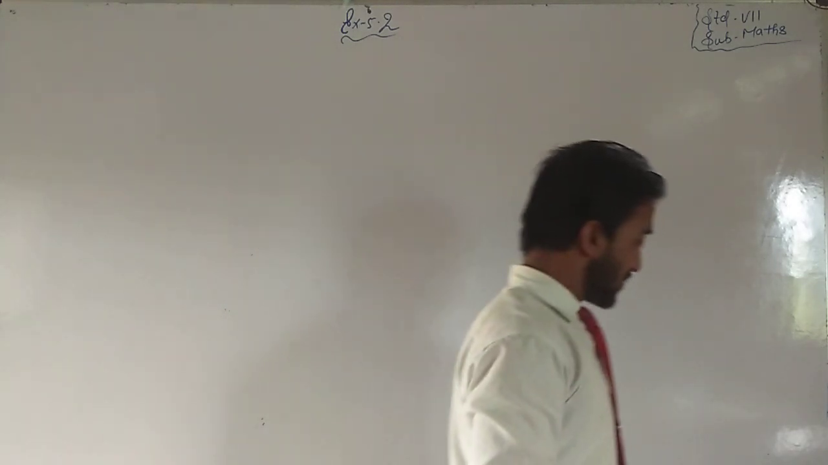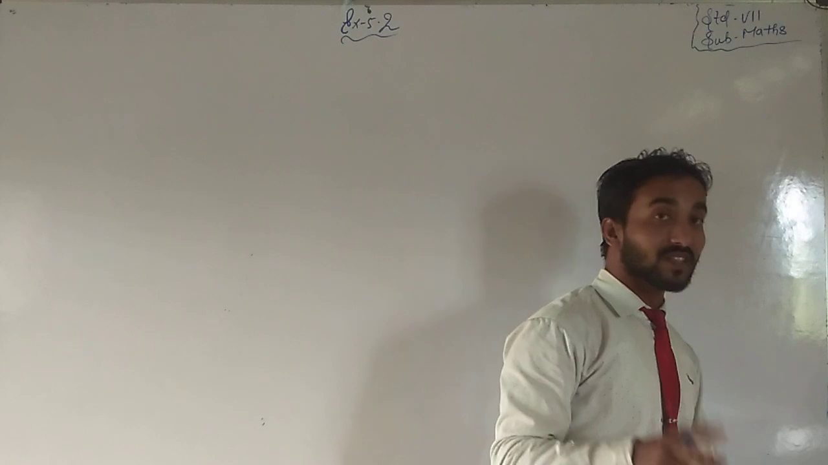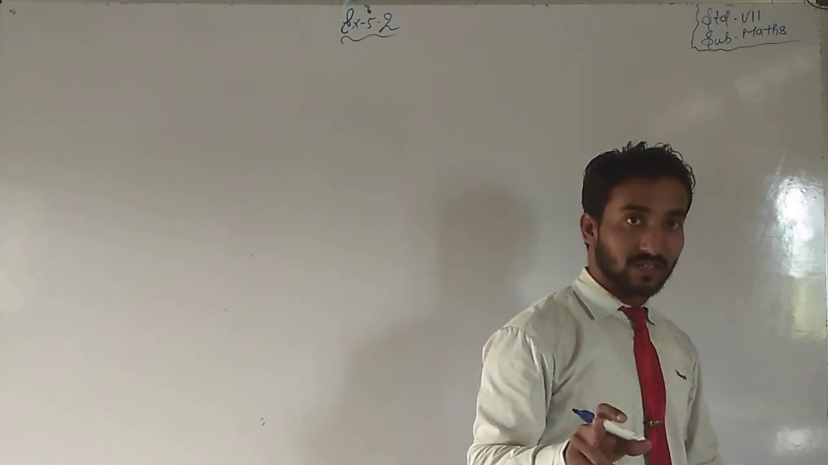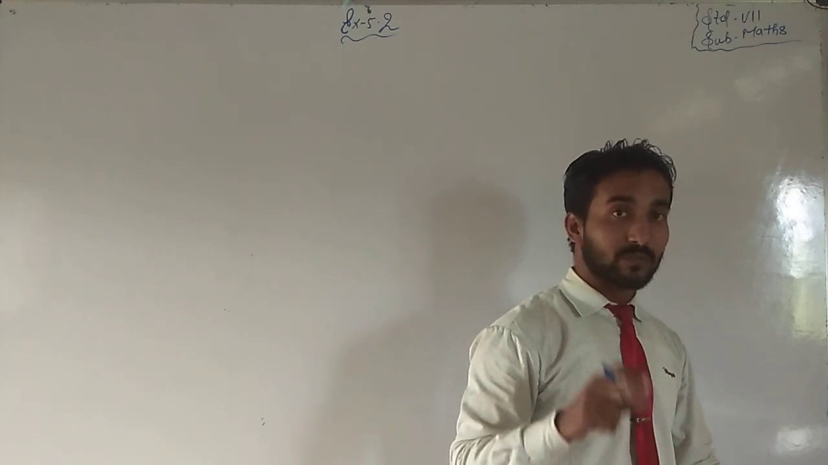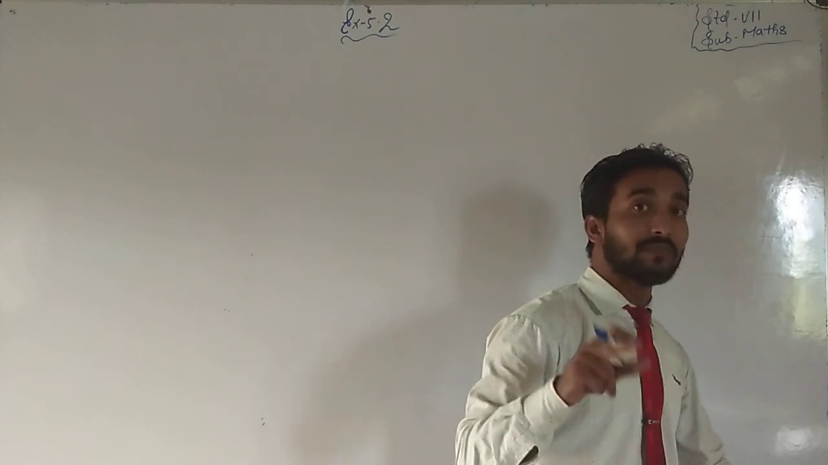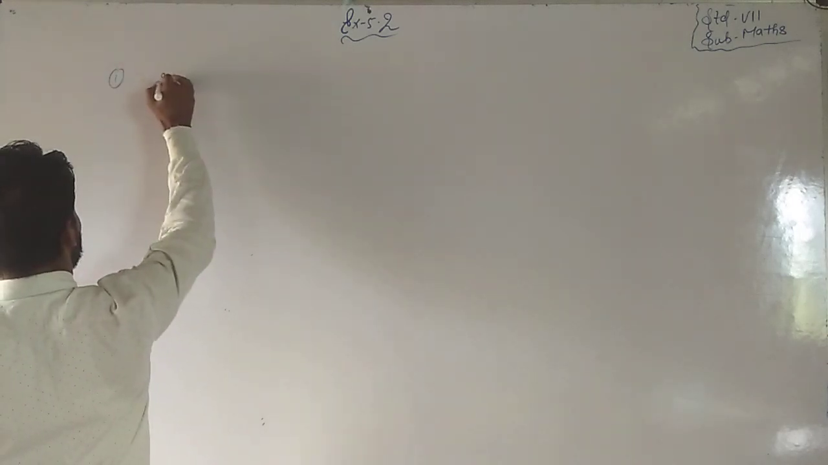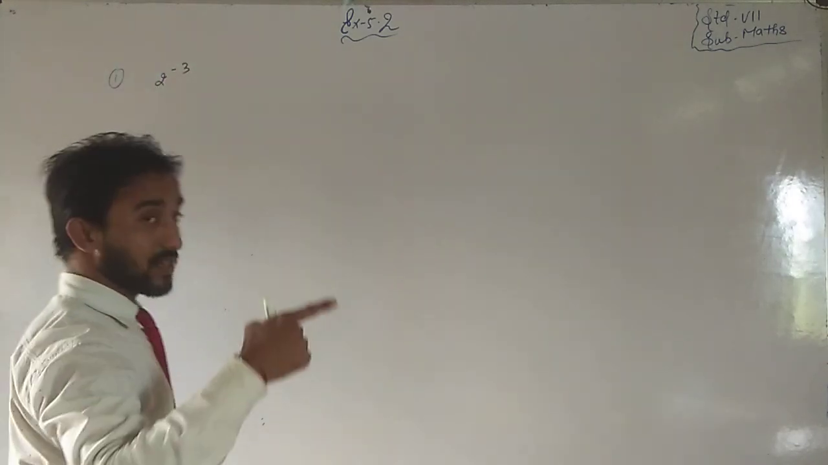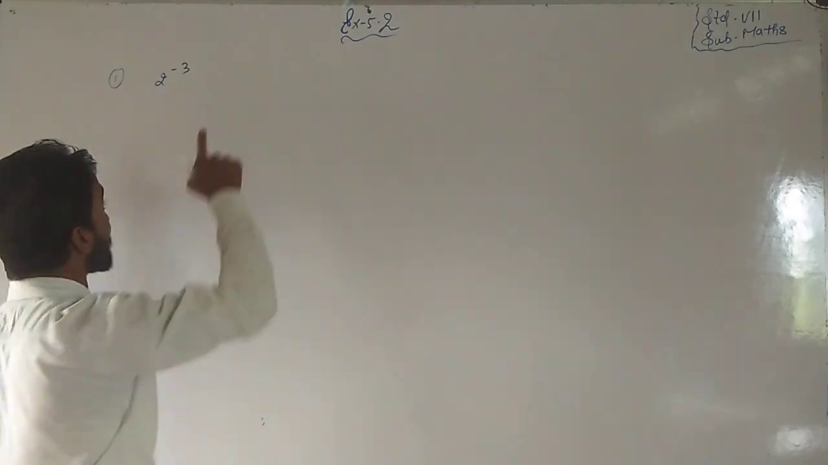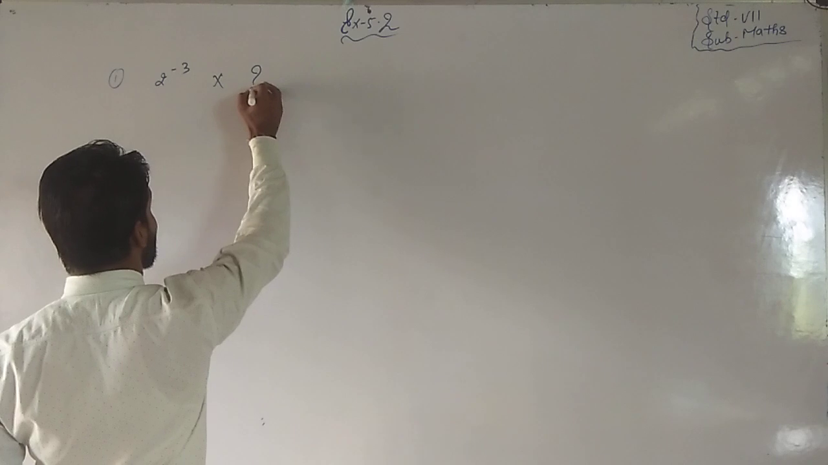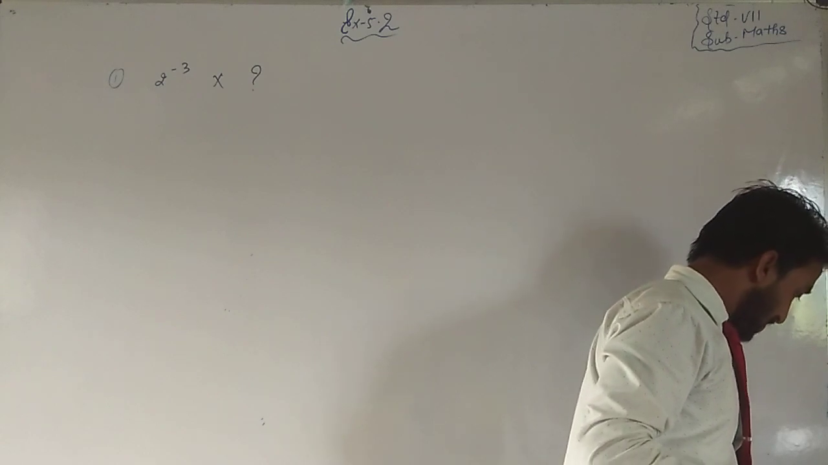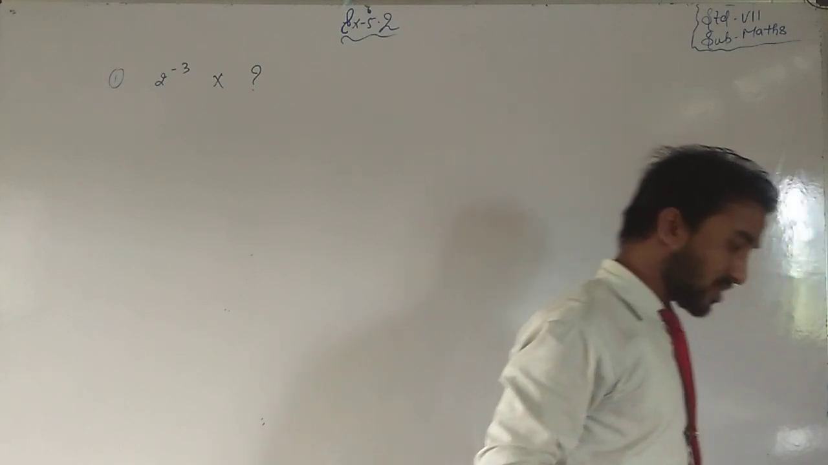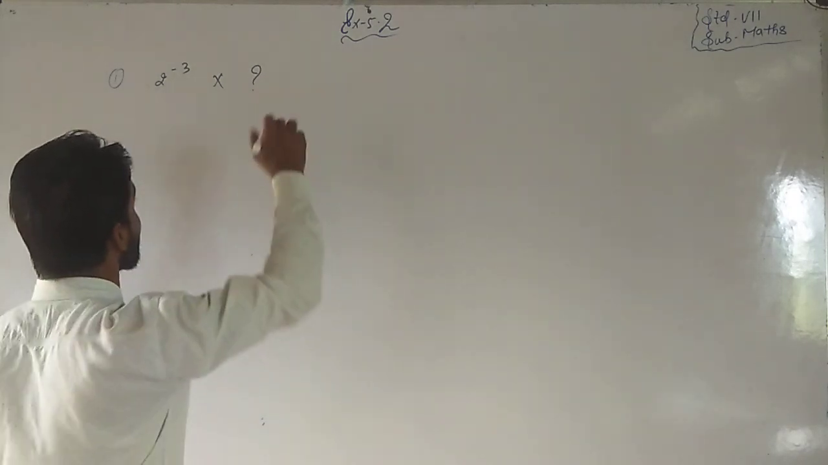Okay. So, see students, by what number should 2 to the power minus 3 be multiplied? Are you getting the question? The question is very easy. 2 to the power minus 3 multiplied by what number? We are not knowing the number. So the product will be 16.